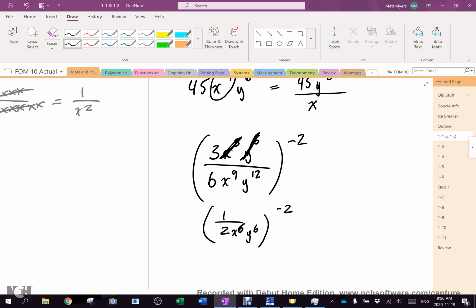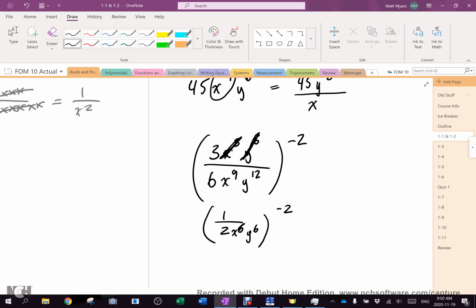And all of that would be to what exponent? Positive 2. Now it's super easy, isn't it? Yes. What's 2 squared? 4. What's x to the 6th squared? 12. Right? Because it's 6 times 2. And y to the 12th. Does everybody understand? Yes. Now watch.